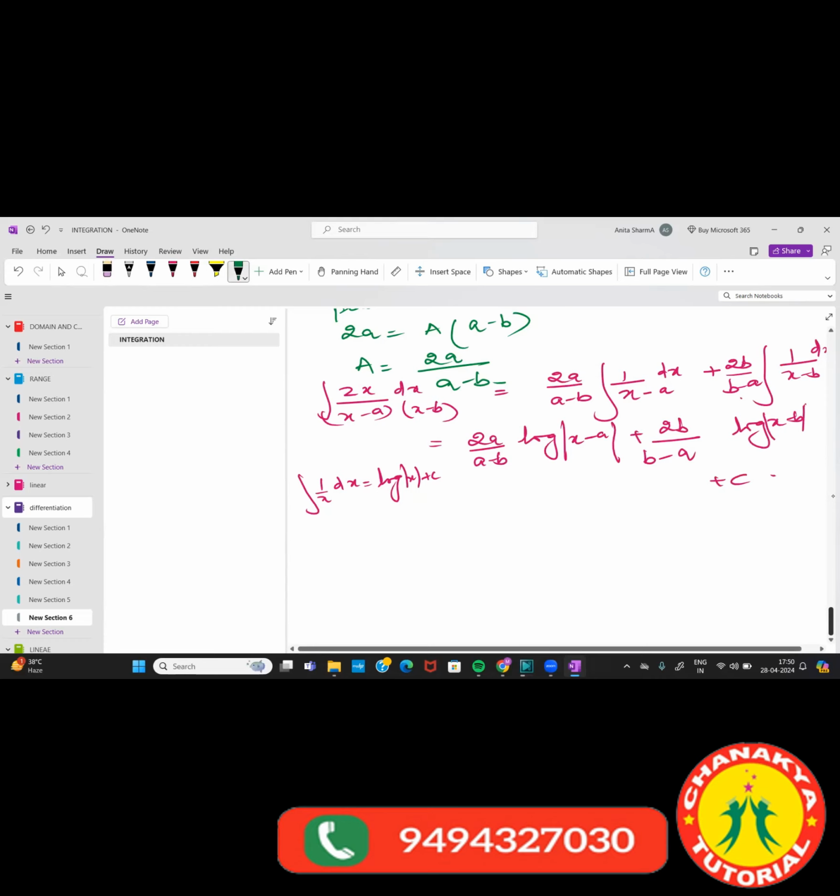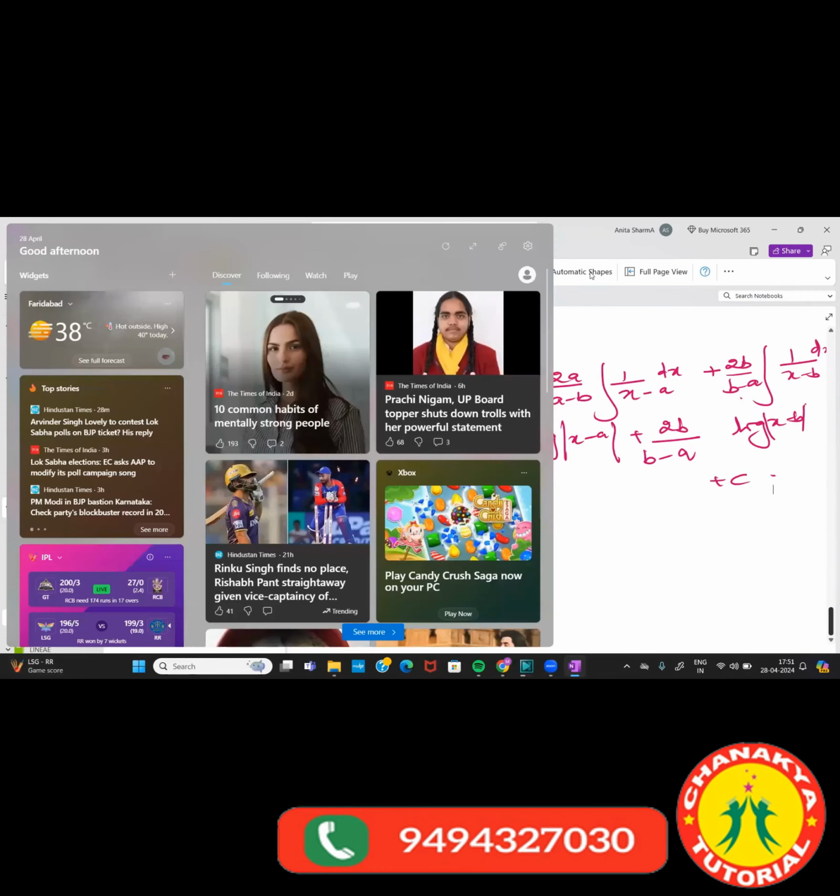So children, we have studied till integration without limits. Now we will study the limits, okay? So that is called definite integral. So this is the first theorem on definite integral, or you can say on calculus.